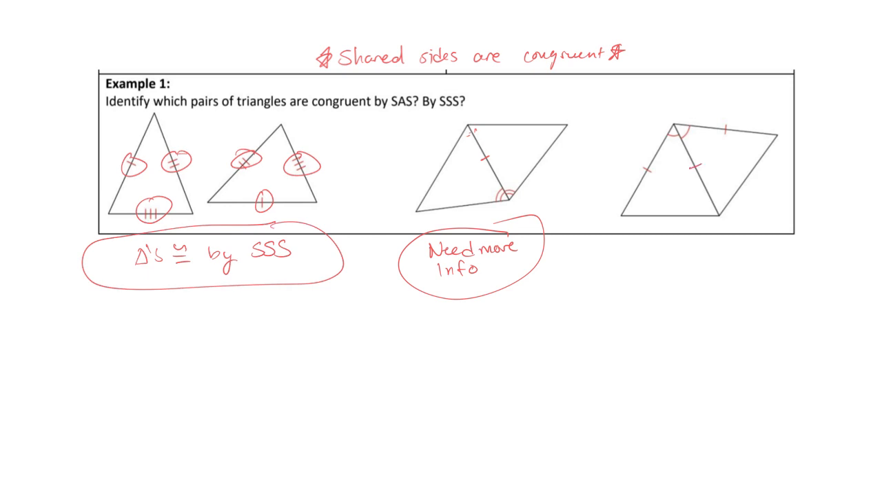And then the last one, again, mark your shared side. There's already a 1- ones. So we're going to put 2 dashes on this shared side. And now read it. Side, angle, side, side, angle, side. So if they're both side, angle, side, right, that means the triangles are congruent by side, angle, side.